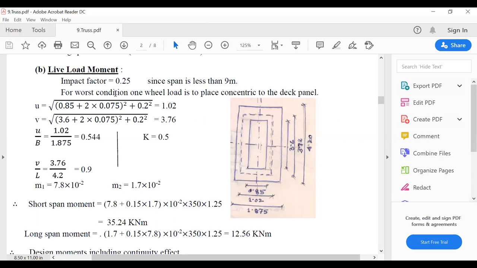Now, this U and V you have to calculate. U is the width of the track plus two times the thickness of the wearing coat, whole square, plus the thickness of the deck slab, whole square. When you calculate it, that is 1.02. Similarly, V is taken along the length. V will be the length plus 2 into the thickness of the wearing coat, whole square, plus the thickness of the deck slab, whole square. You get 3.76.